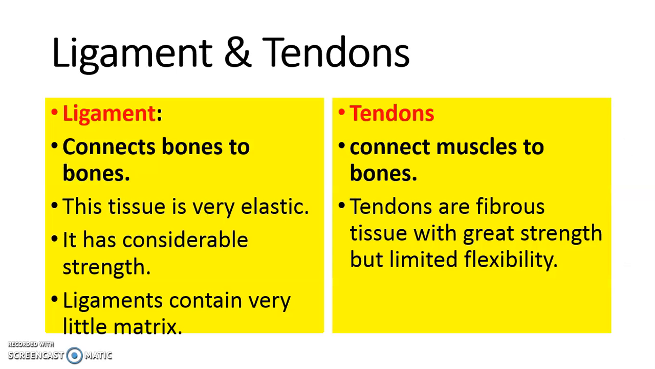Then there are certain tissues called ligaments, tendons. Now ligaments, they connect bone to bones, whereas tendons connect muscle to bones. And ligaments, this tissue is very elastic, it has got considerable strength, and ligaments contain very little matrix. Whereas tendons are fibrous tissue with a great strength but limited flexibility.